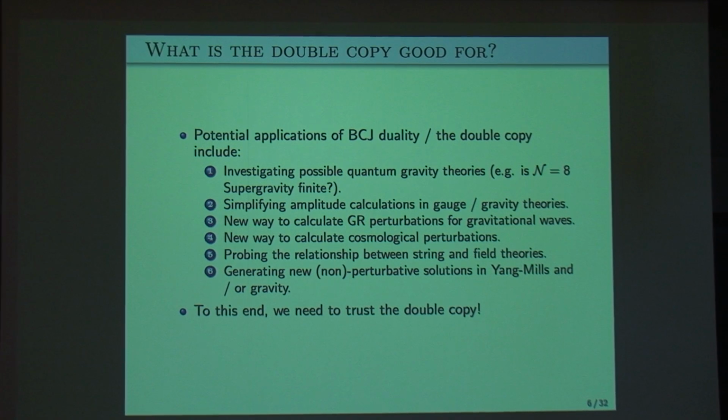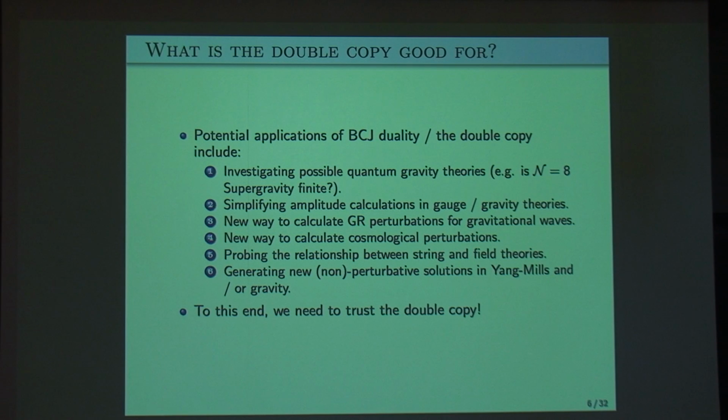And finally, another thing I could think of was that you could use this to generate new perturbative or non-perturbative solutions in Yang-Mills theory and gravity. So you can show that things are related in these two theories, and if you have a solution in one of those theories, it may give you some insight into solutions in another. That famous book of exact solutions of Einstein's field equations that gets gradually thicker over the years could be enhanced perhaps by these ideas. Now, to this end, we need to know whether we can trust the double copy.